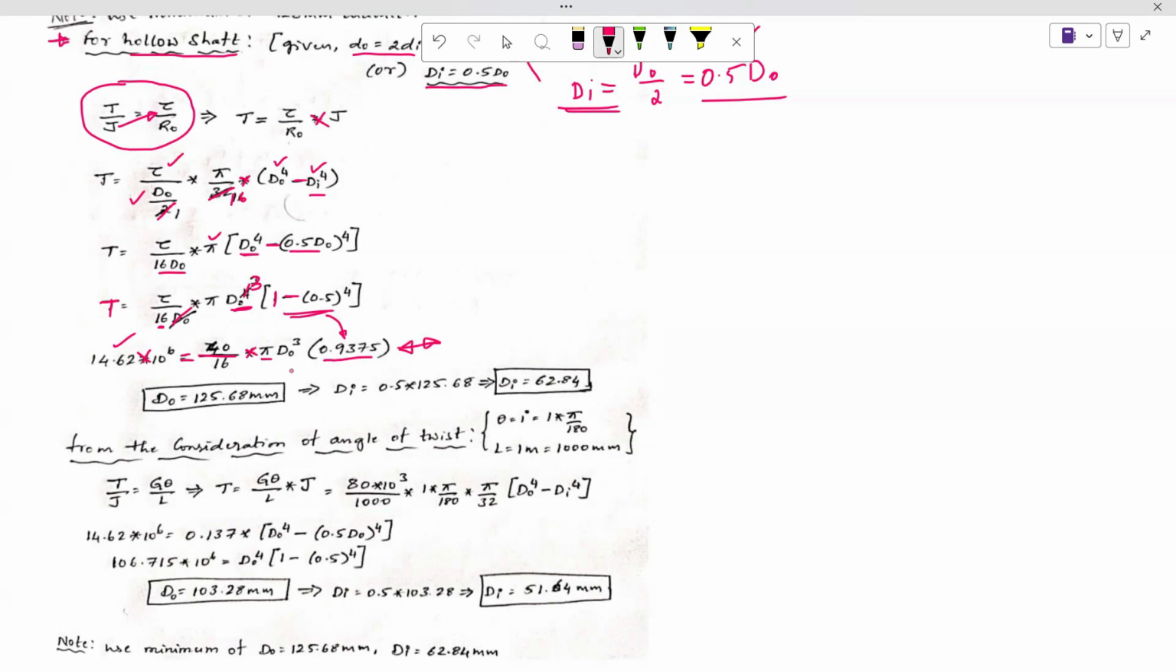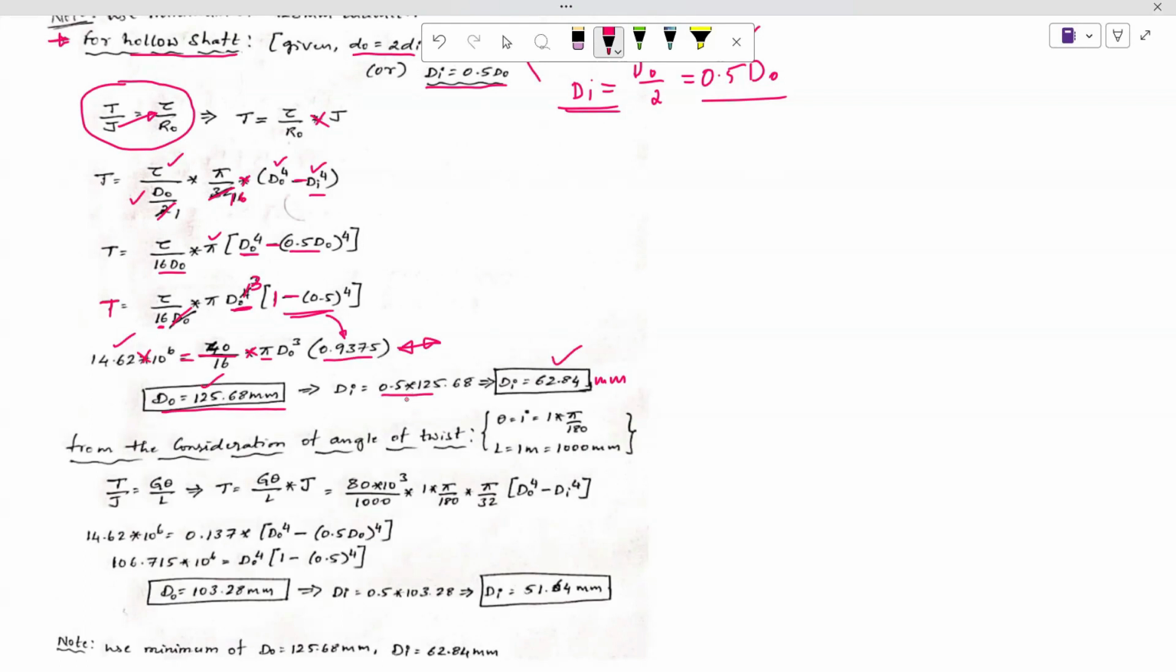Now in this equation, do the calculation, either multiplication or division. So you will get d naught. Finally, d naught will be 125.68. After finding this outer or external diameter, consider it in the equation where di is equal to 0.5 times d naught. You will get the internal diameter as 62.84 mm. Okay, so this is one portion.